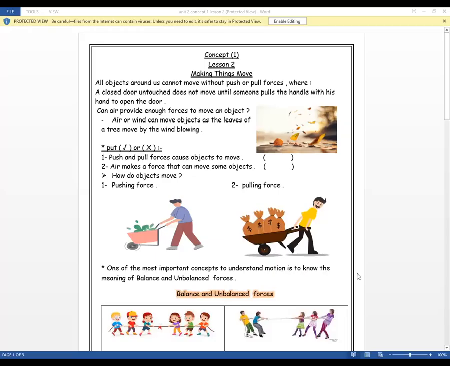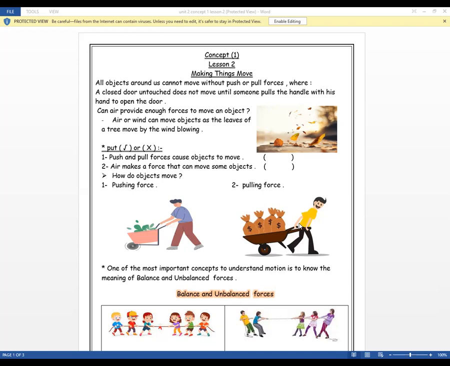After that, we will talk about concept 1, lesson 2, making things move. All objects around us can't move without a push or pull force, because these 2 forces help the object to move or to stop moving. A closed door doesn't move until someone pulls the handle with a hand to open the door.